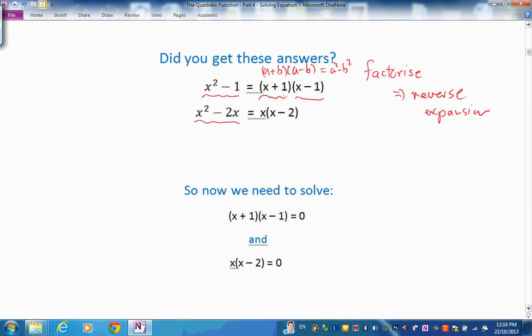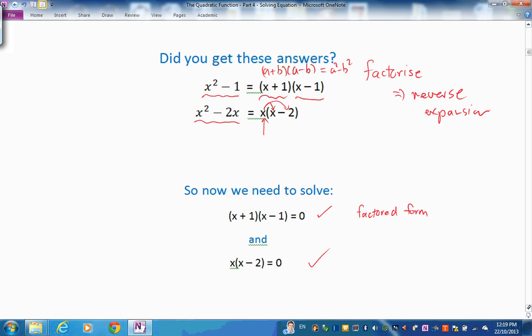And x squared take 2x, you could think of that as x outside of a bracket. What would you multiply x by to get x squared? You need an x in there, and then x by negative 2. So we can package that backwards using the reverse ideas of expansion. Now our equation, instead of being x squared take 1 equals naught, becomes (x plus 1)(x take 1) equals naught. We're replacing x squared take 1 by a factored form. And you might say, well, why bother, Huddy? Why bother with writing both of them like that instead of the original?